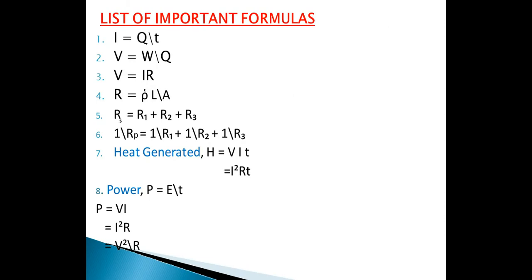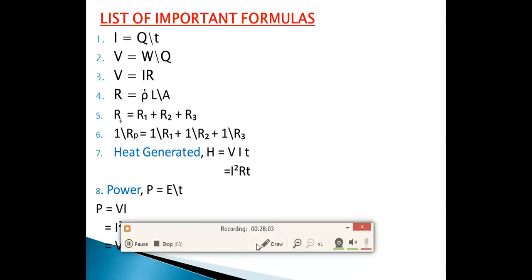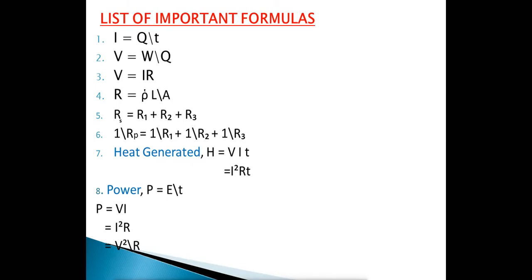Now at last we are going to discuss a few of the important formulas which will help you out in solving the numericals. The first formula which we have read is electric current I is equal to Q by T, charge by time. And the SI unit of current is ampere. Second one, potential difference V is equal to W by Q, and the SI unit of potential difference is volt. V is equal to IR according to Ohm's law. Then resistance R is equal to rho L by A, where R is the resistance and rho is the resistivity.